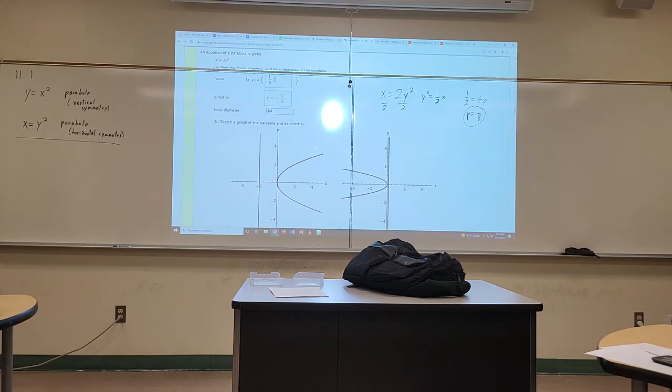Well, the short version is because I told you to. But the utility of it is if you were designing a parabolic reflector for a headlight, you would need to know how far out to set the lighting element from the bowl behind it. The focus is where the actual bulb sits, and the bowl behind it is the parabola. The focal diameter is twice whatever P is. So you have the vertex, you go P in one direction, that's the focus, you go P in the other direction, that's the directrix.